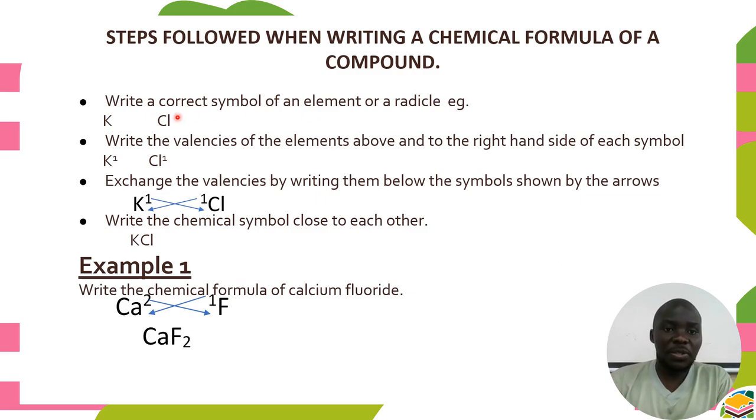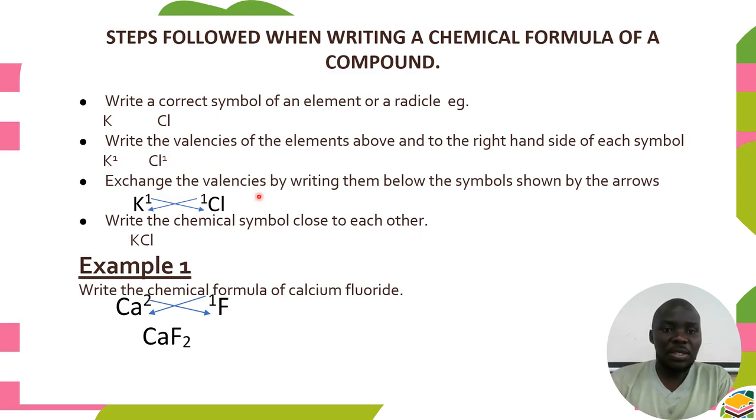The first step is to write the correct chemical symbol of an element or radical. For example, the chemical symbol of potassium is K, and chlorine is Cl. We write them correctly. Then write the valences of the elements above, to the right hand side of each symbol. So we write the valences on top, on the right hand side of each symbol.